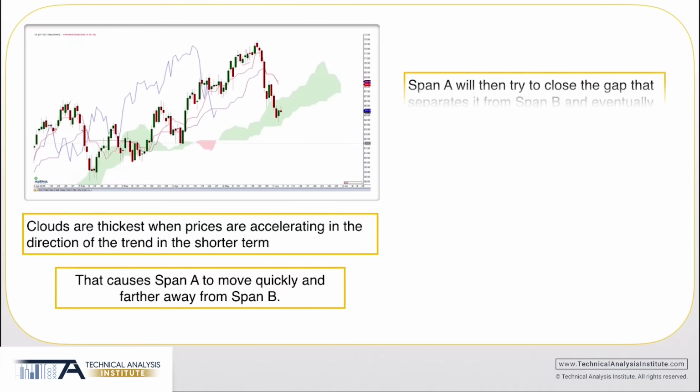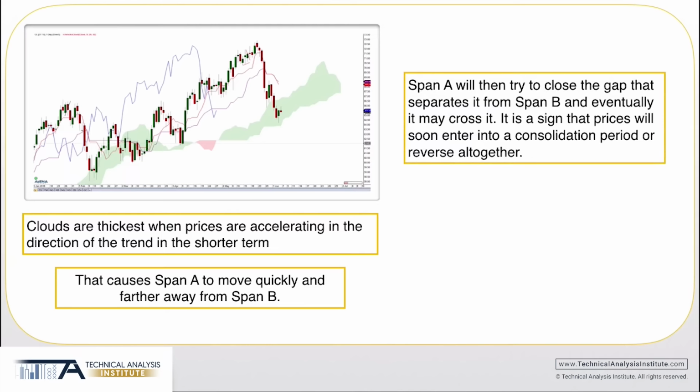Span A will then try to close the gap that separates it from span B, and eventually it may cross it. When span A crosses span B, the cloud changes direction and color, and if the new direction is sustained, prices too will cross the cloud.